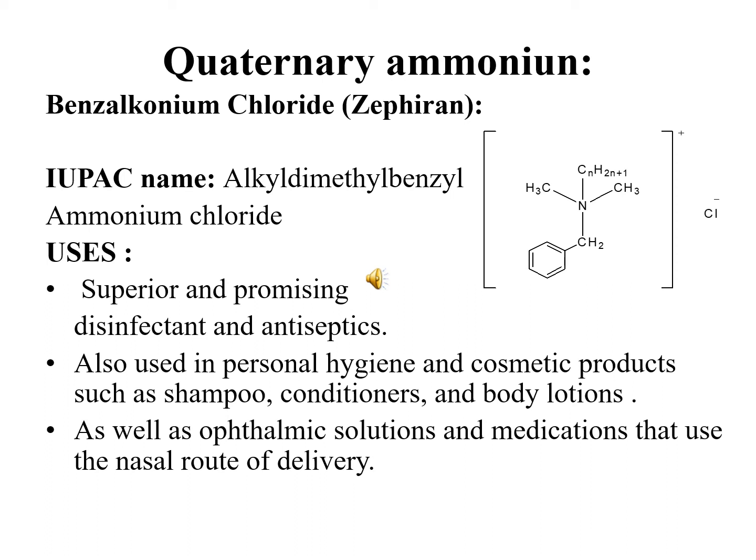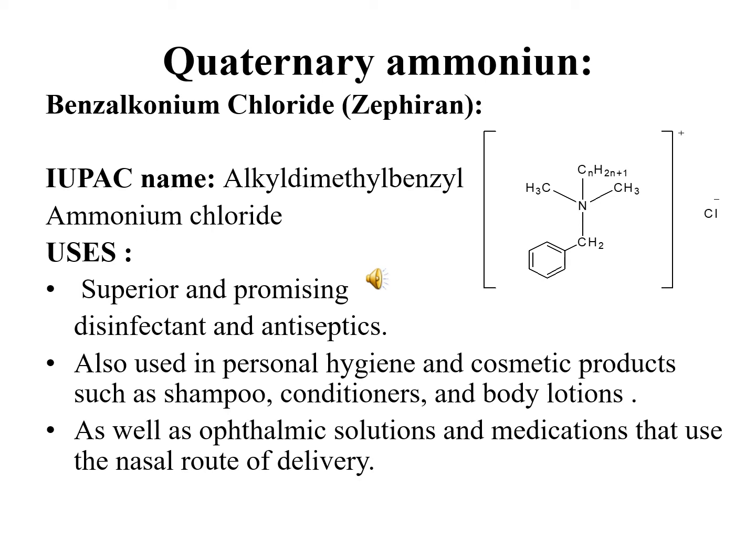So in the IUPAC name, an alkyl group is present, CnH2n+1. This group is named as alkyl dimethyl. Dimethyl is clearly seen in the structure: nitrogen bonded with 2 CH3 groups, dimethyl benzyl. Benzene containing a CH2 group is benzyl. Ammonium is for nitrogen carrying plus charge, and chloride is for Cl negative, present in salt form.